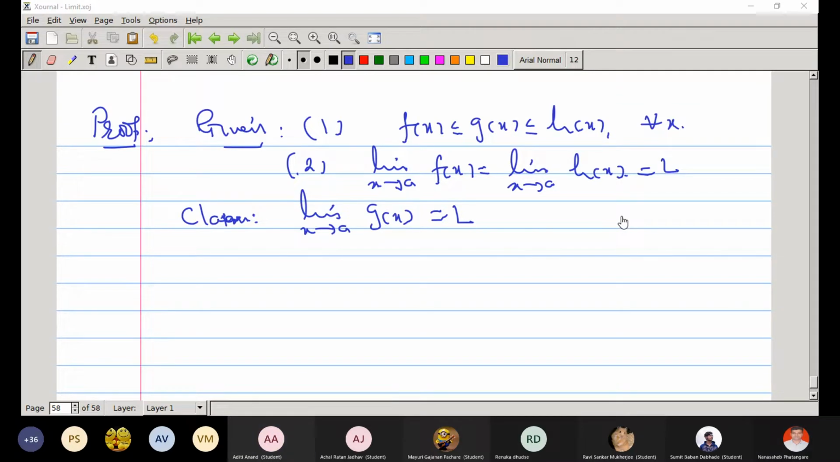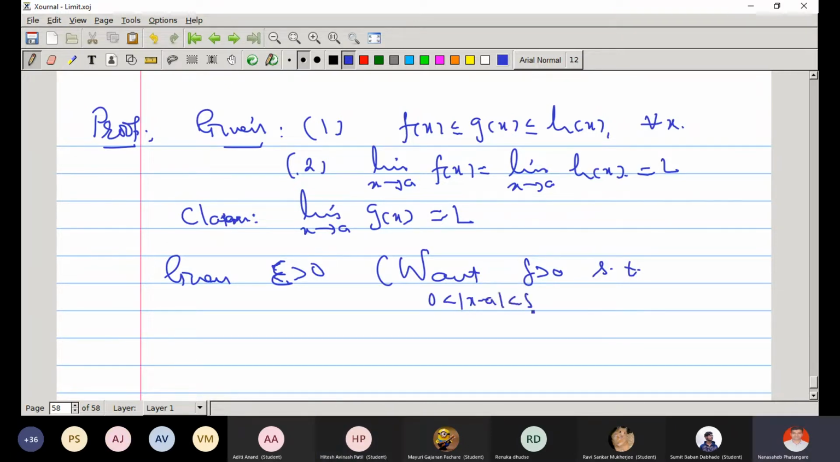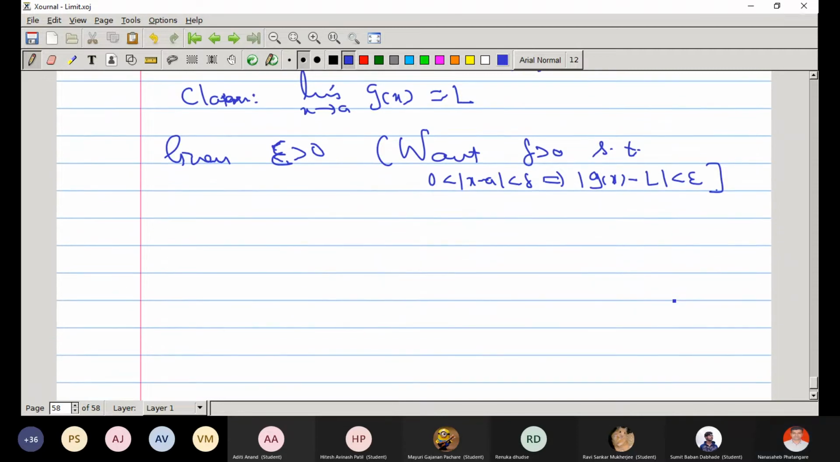So for a given epsilon, we should produce delta. So how to start? Given epsilon, we want delta such that whenever the distance of x from a is less than delta, the distance of g(x) from L is less than epsilon. This we want. So given epsilon, we want this.